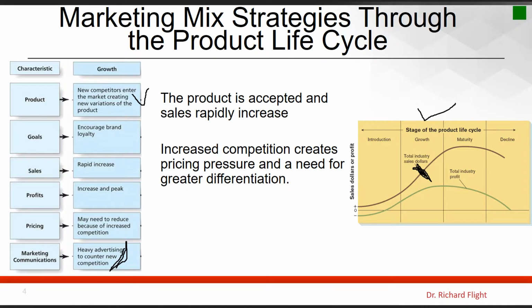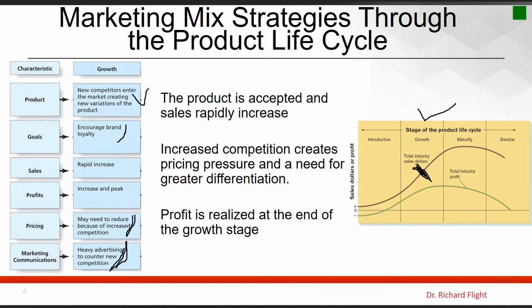So we may need to reduce prices a little just to be competitive in light of new competition coming in. But we want to encourage loyalty. We want people to become repeat purchasers and things of that nature. Again, towards the end of this stage, we see profit as something that emerges, but we've had to be fairly patient up until this time. Early in the product life cycle, remember, we were losing money. Now we're making money, and our peak profit tends to happen at some point towards the end of the growth stage.